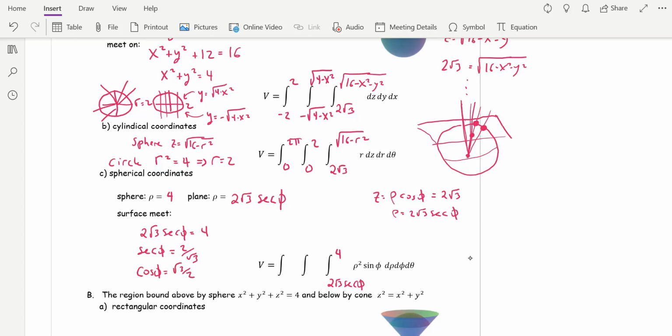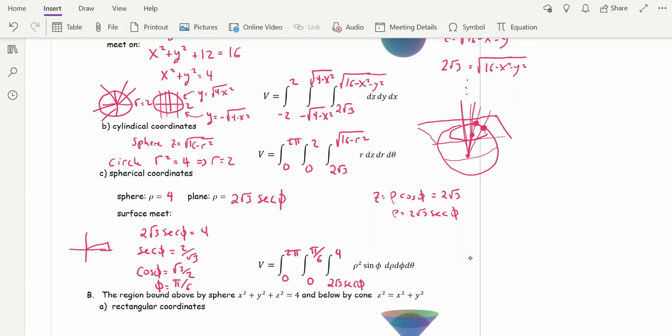Now it's pretty easy. Now it's just a unit circle. Where is cosine phi equal to root 3 over 2? Pi over 6. So my limits on phi: phi is going to start at 0. That's the positive z-axis. And it's going to go to pi over 6. All right. And then theta is easy. You want to go all the way around to get that whole cap, so 0 to 2 pi. And there's your setup.